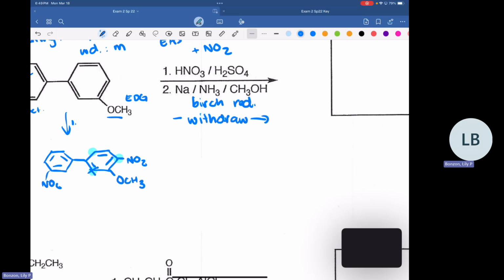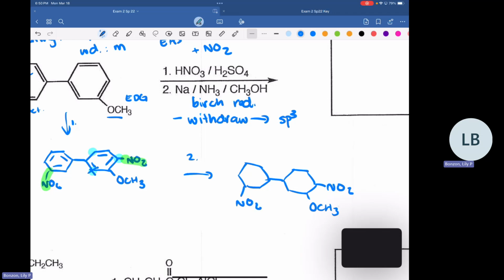They are going to go to sp3. So we're going to take our withdrawing groups, and then they're going to end up on a sp3 carbon. So when we do this reduction, we have two withdrawing groups. We have those nitro groups that we have. And so I would say just draw the structure first and then worry about the double bonds last. So we've got OCH3, we've got NO2, got NO2.